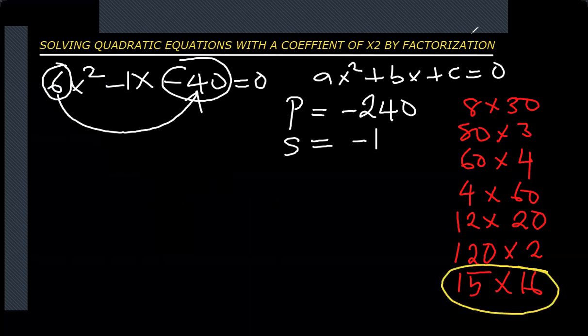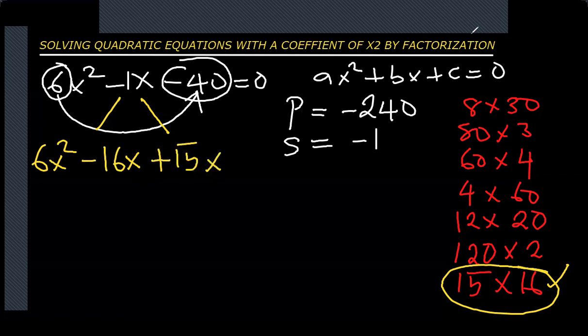Now let's see which one becomes more negative for us to get a -1, because now the sum should be -1. That means the 16 will be negative. So it will have a more negative and a less positive to give us a negative value for our coefficient of x. So replacing the x with the two factors, you're going to get 6x squared minus 16x plus 15x minus 40 is equal to 0.